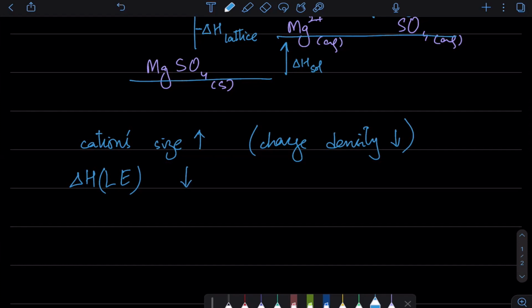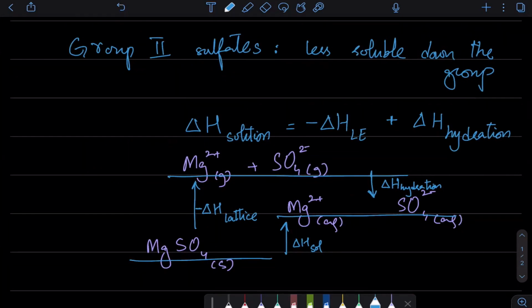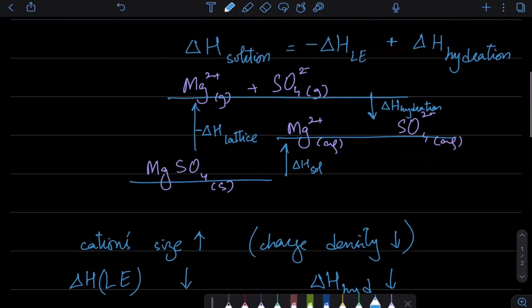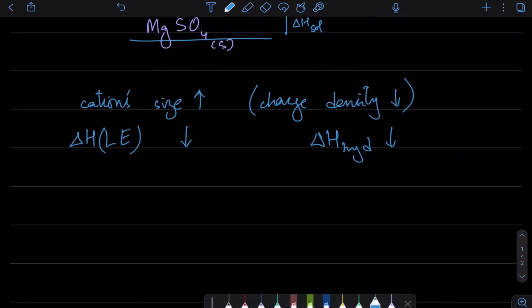And at the same time, that same thing holds true for delta H hydration. That's also going to decrease because again, bigger ions don't form that strong of a bond. So what happens here? The thing is, delta H hydration decreases more, and the delta H lattice energy decreases less. And because of that, since the delta H hydration decreases more, the solubility is going to have to decrease.